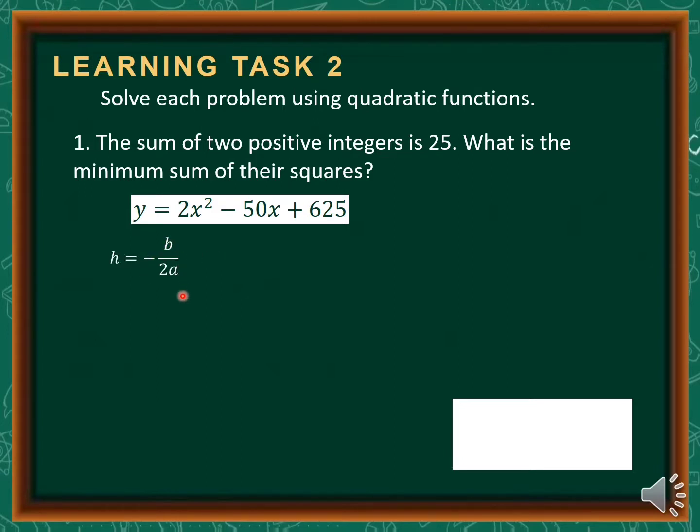So, kunin muna natin ang value ng a. What is the value of a? Alright, so a is equal to, correct, that is positive 2. How about b? b is negative 50, correct. Negative 50, this is the linear term.